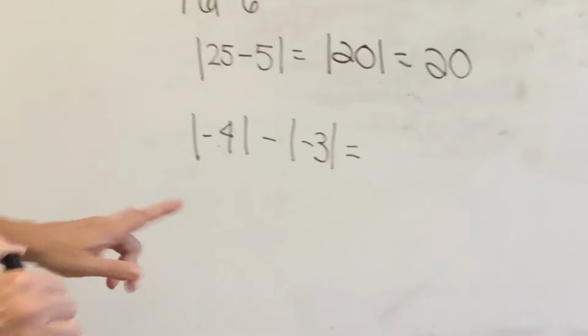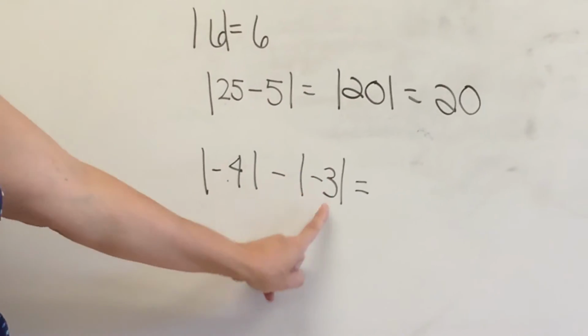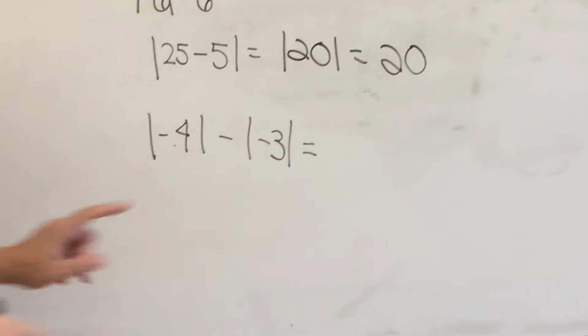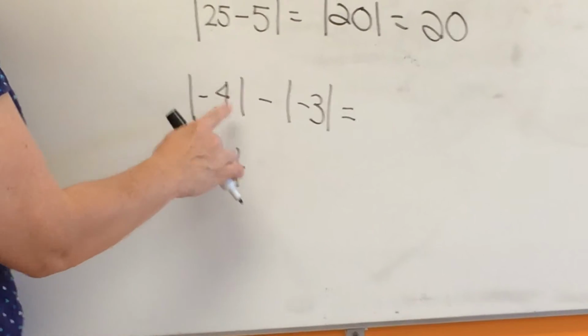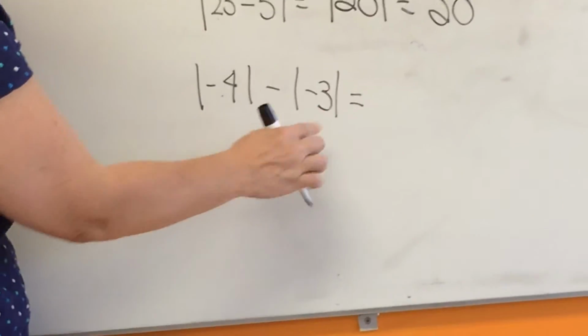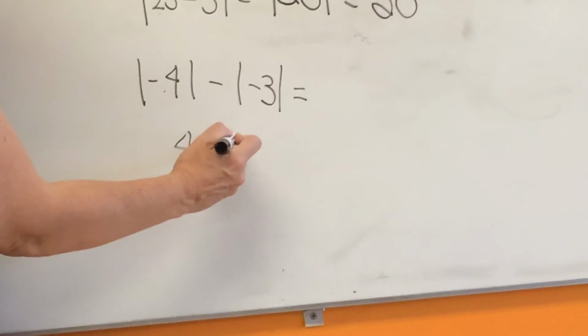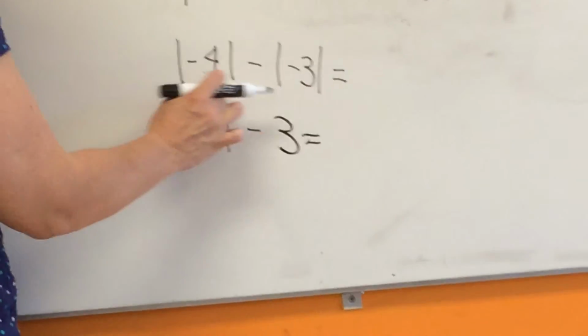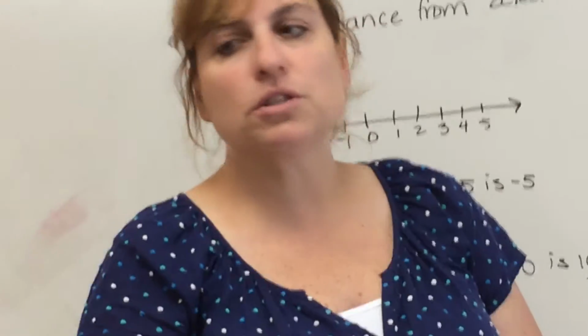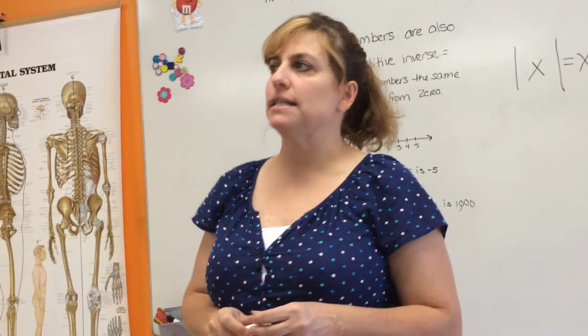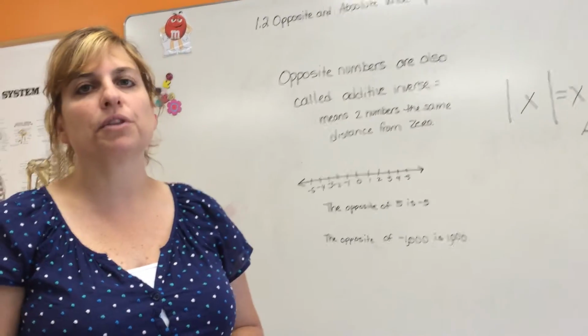The absolute value of -4 minus the absolute value of -3. How are you going to do that? You're going to take your absolute values first. So the absolute value of -4, I'm sorry, is just 4, minus the absolute value of -3, which is just 3. This becomes 4 minus 3. The answer is 1.